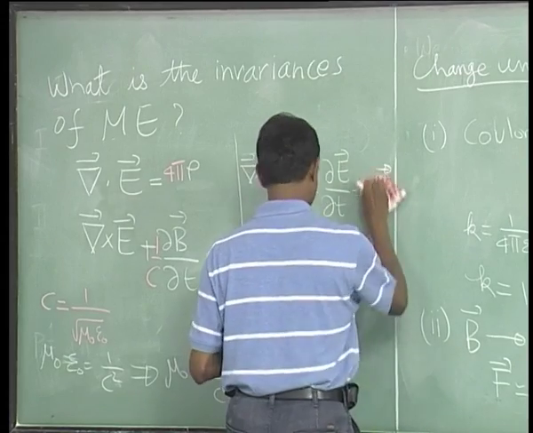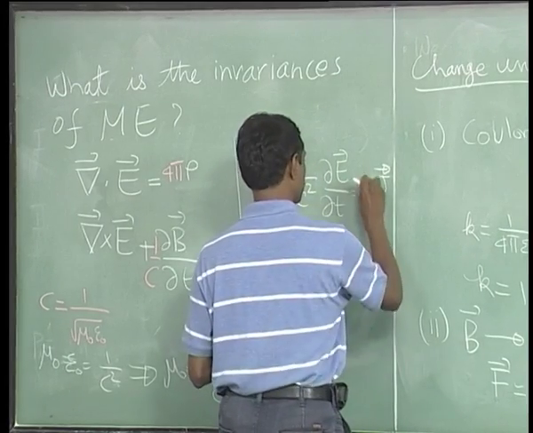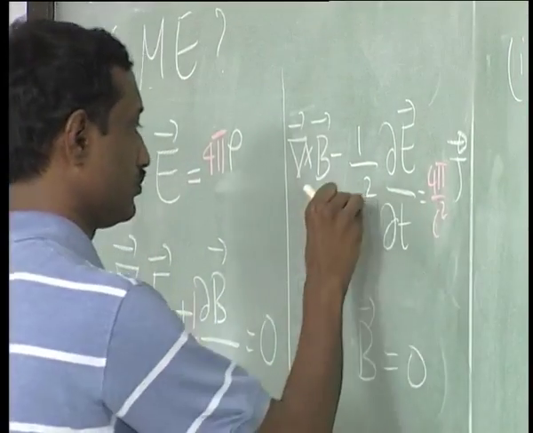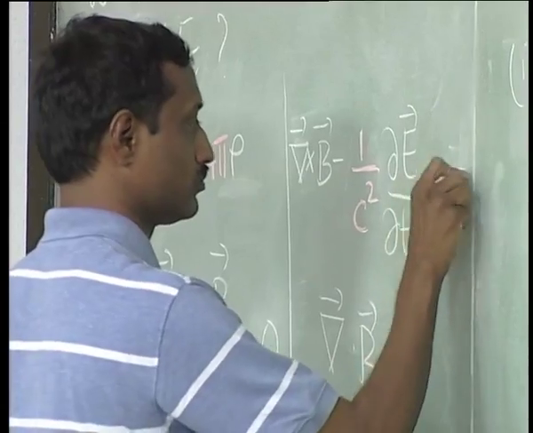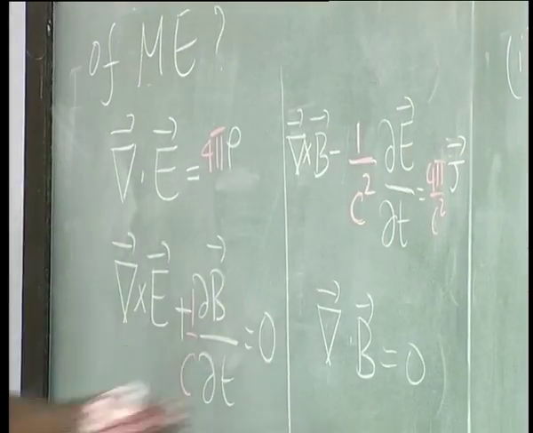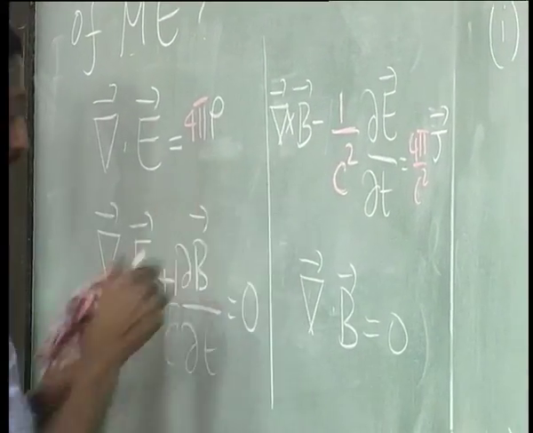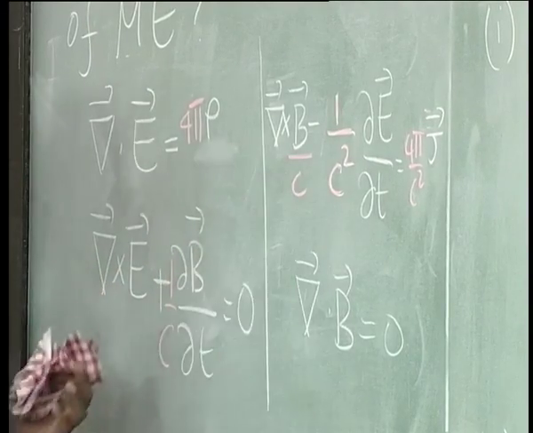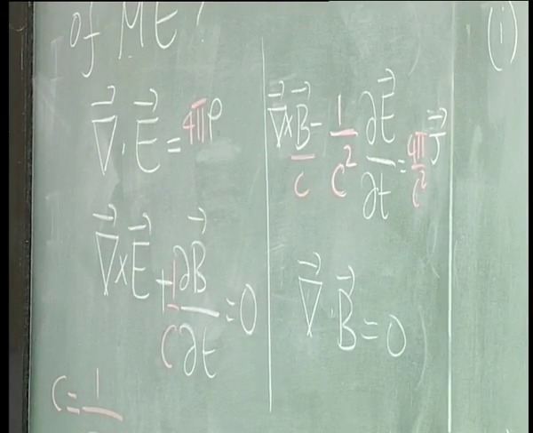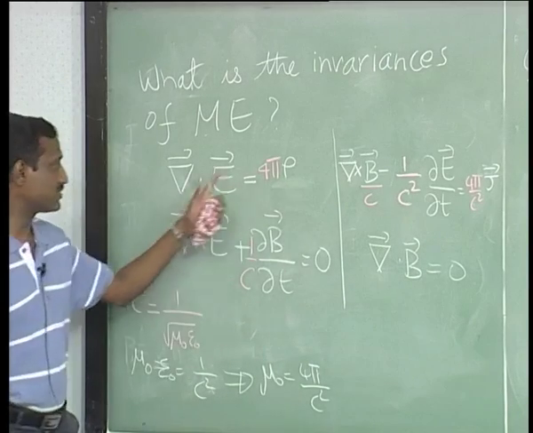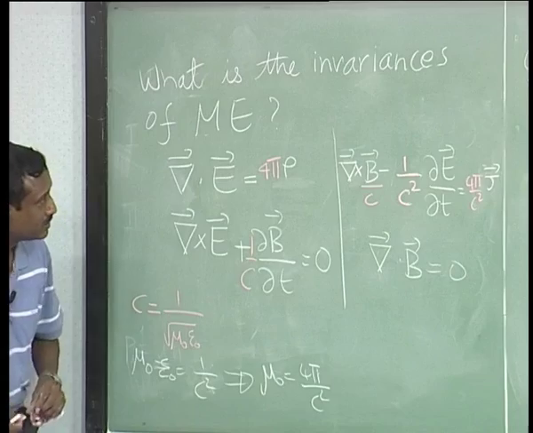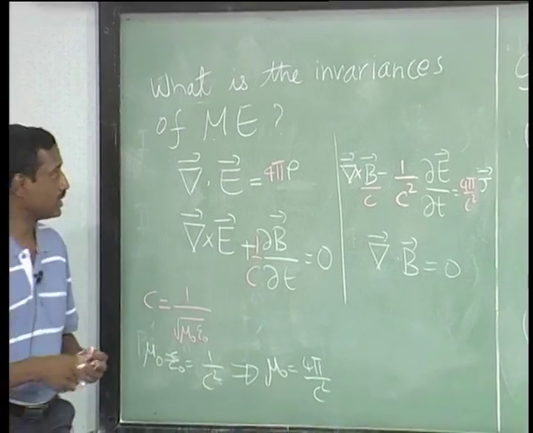No, let me use the other color. And nothing needs to be done here, 1 by c, but here I need to do one more 1 by c. So, you can see that what I have done looks like the changes are very simple, but let us see what we get.